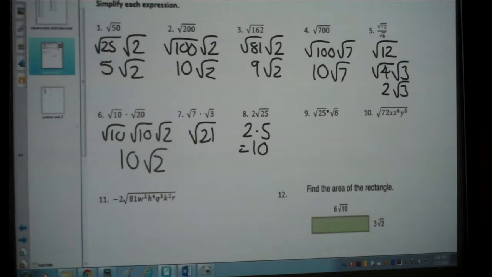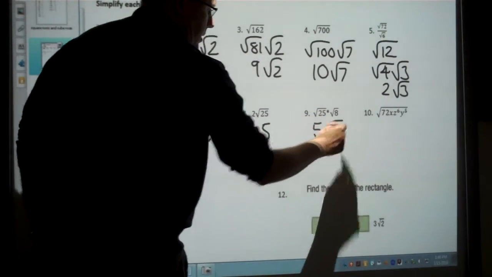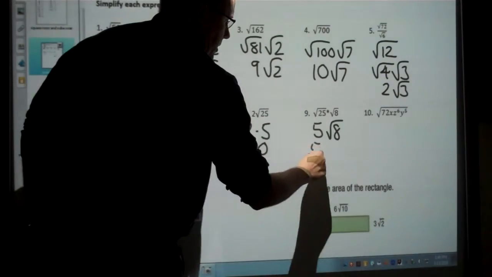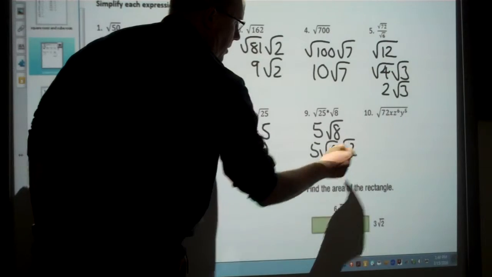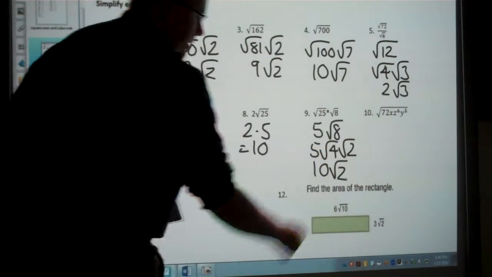Square root of 25 times by 8. Well, I can do the square root of 25. It's 5. So that makes this question a little bit easier. And then I've got to try splitting 8 up. So 8 I can write as 4 and 2. Square root of 4 is 2. Times by this 5 is 10.